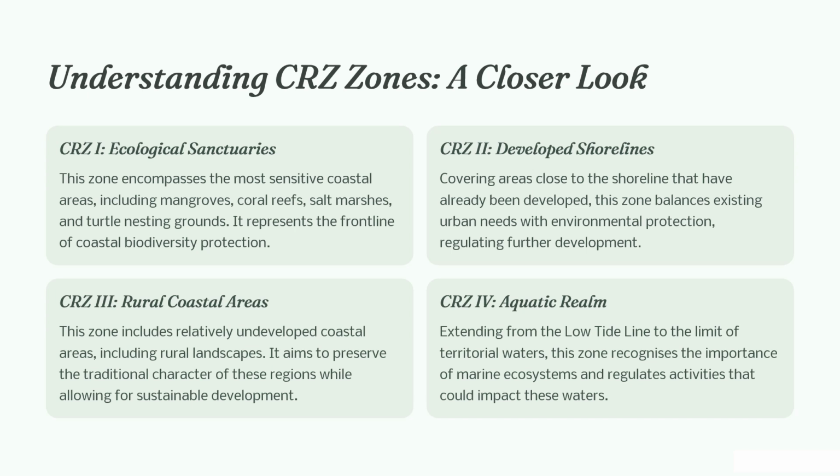CRZ 3, rural coastal areas. This zone includes relatively undeveloped coastal areas, including rural landscapes. It aims to preserve the traditional character of these regions while allowing for sustainable development. CRZ 4, aquatic realm. Extending from the low tide line to the limit of territorial waters, this zone recognizes the importance of marine ecosystems and regulates activities that could impact these waters.